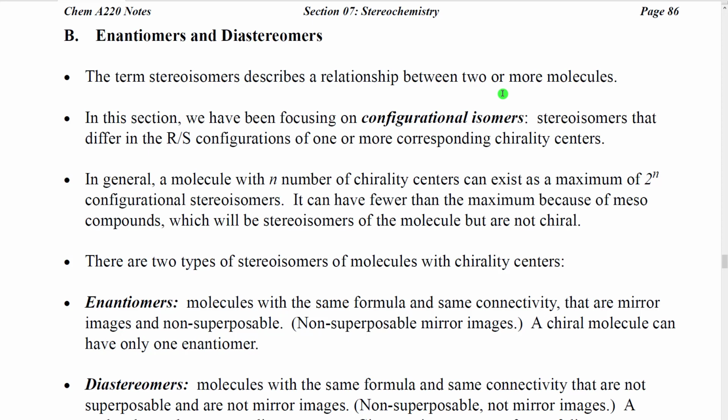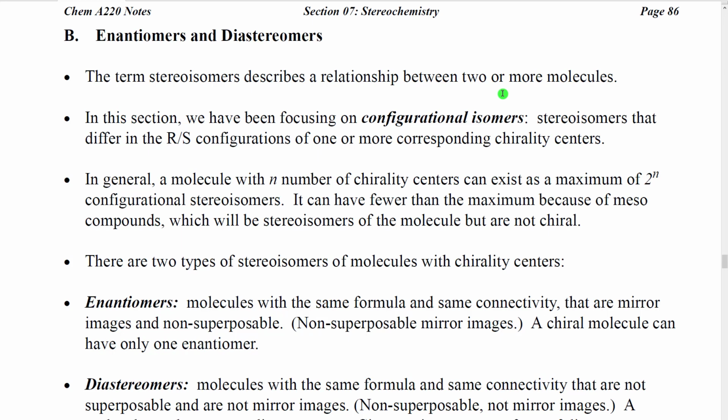Next, we're going to talk about two important stereoisomeric relationships that exist between molecules. These are called enantiomers and diastereomers. The term stereoisomers itself describes a relationship between two or more molecules. In this section, we have been focusing on what are called configurational isomers. These are stereoisomers that differ in the RS configuration of one or more corresponding chirality centers.